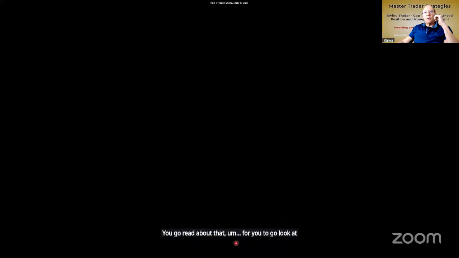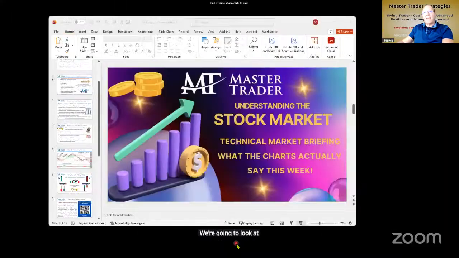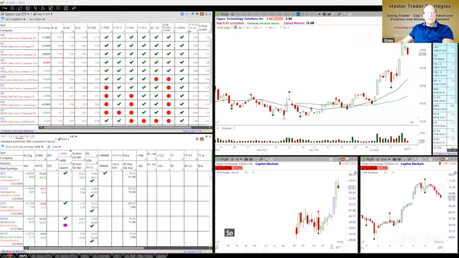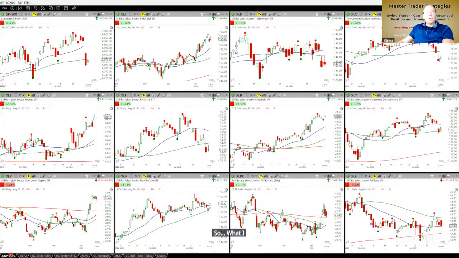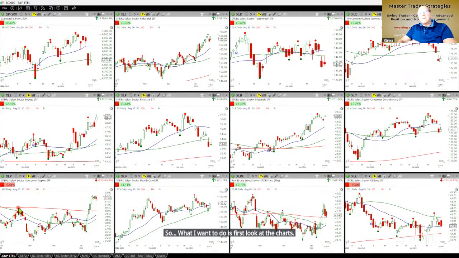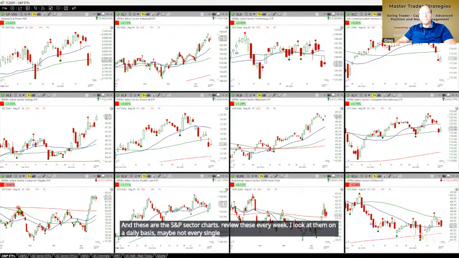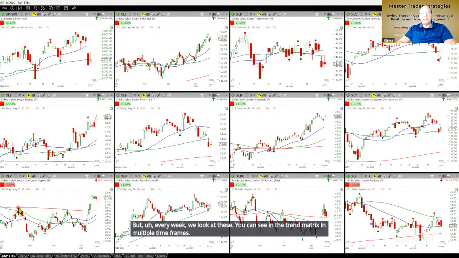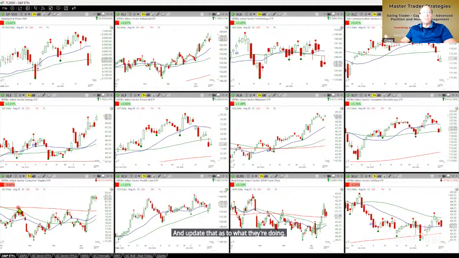And from there, we're going to look at what's happening today, which is the essence of why we are here. So what I want to do is first look at the charts. These are the S&P sector charts. We review these every week. Well, I look at them on a daily basis, maybe not every single one of them, but every week we look at these. You see in the trend matrix in multiple time frames and update that as to what they're doing. And these are live charts right now.